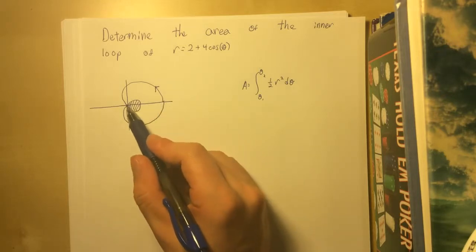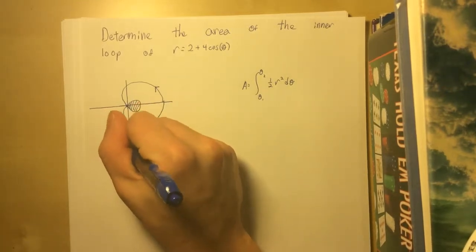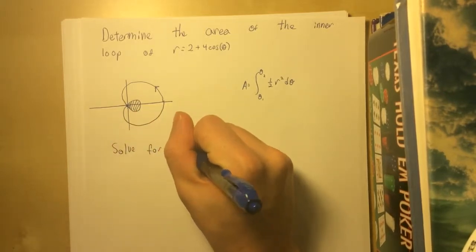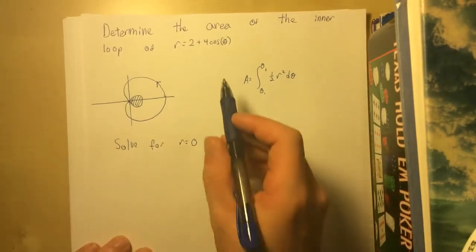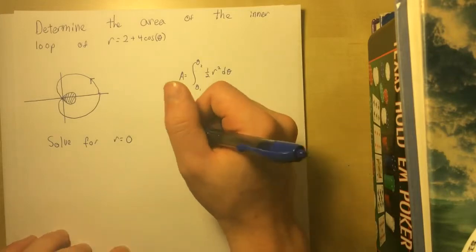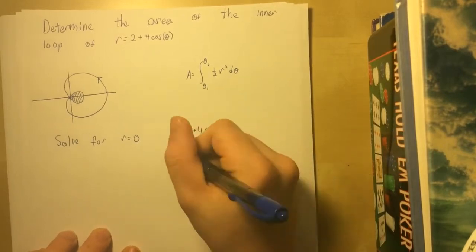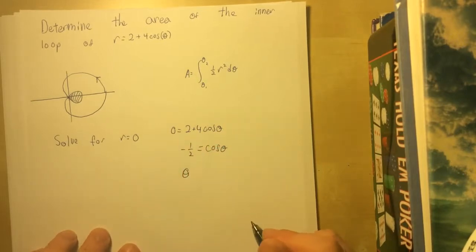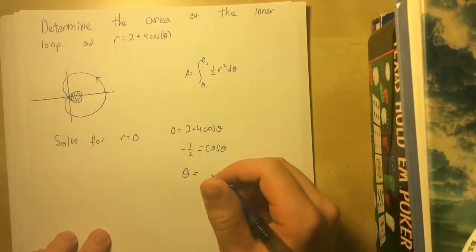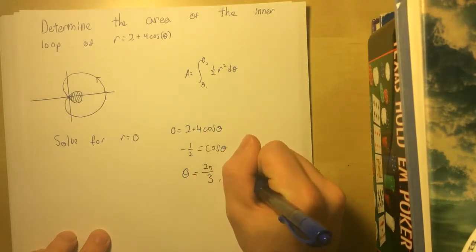So what we need to find is when does r equal 0? When does this graph hit the pole? So we're going to solve for r equals 0, and we can do that pretty easily. We have the equation for r, so we just do 0 equals 2 plus 4 cosine theta. That turns out to be negative 1/2 equals cosine theta, and that occurs when theta is equal to 2 pi over 3 and 4 pi over 3.